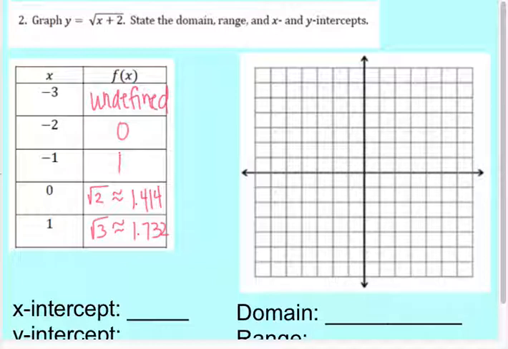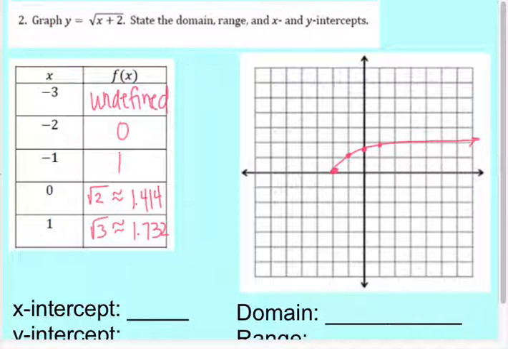So at negative 3, it's undefined, so I don't graph anything. At negative 2, it is 0. I have negative 1, 1. I have 0 and the square root of 2, so 0, 1.414. Okay, 1, the square root of 3. So it looks something like this. So here is my square root of x plus 2.